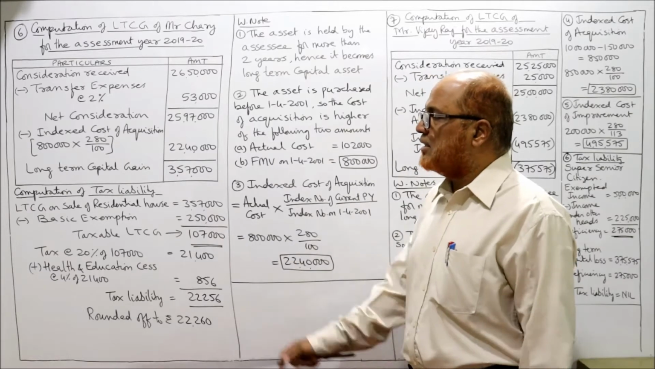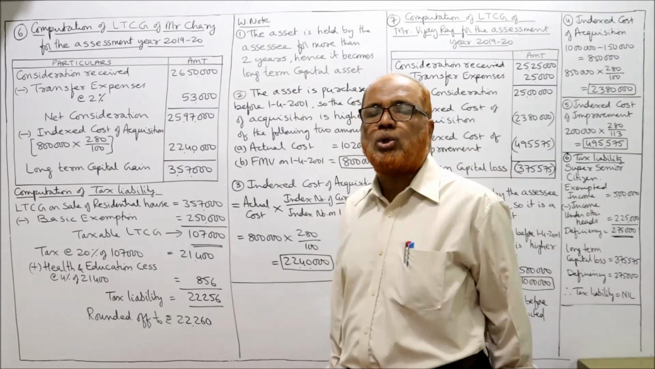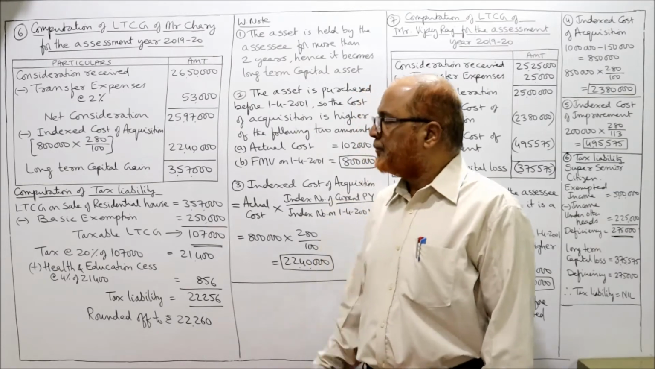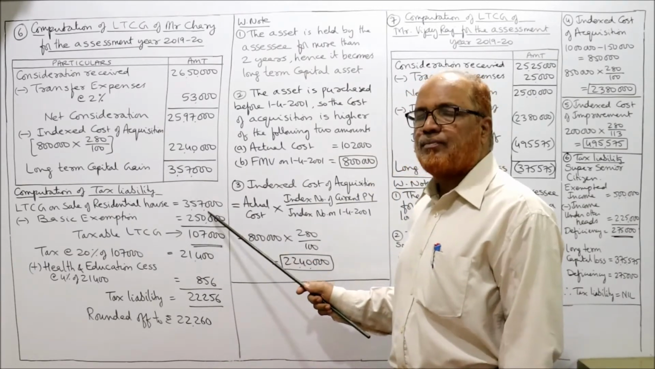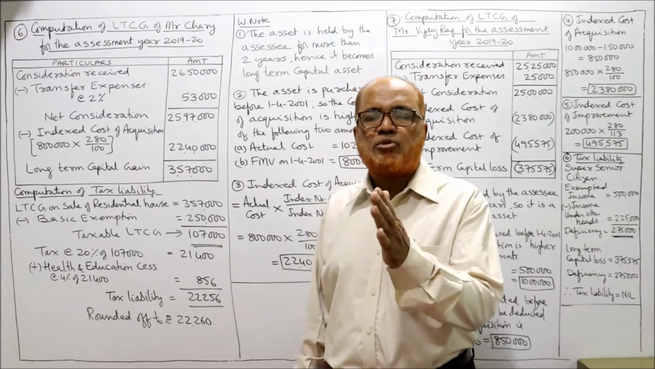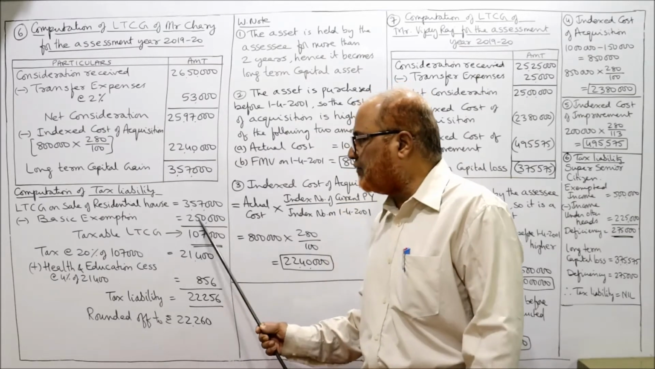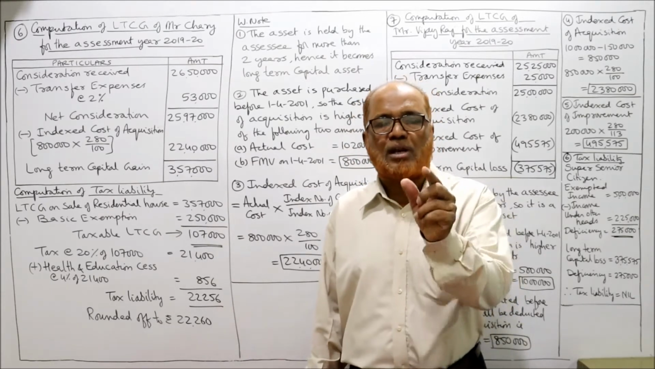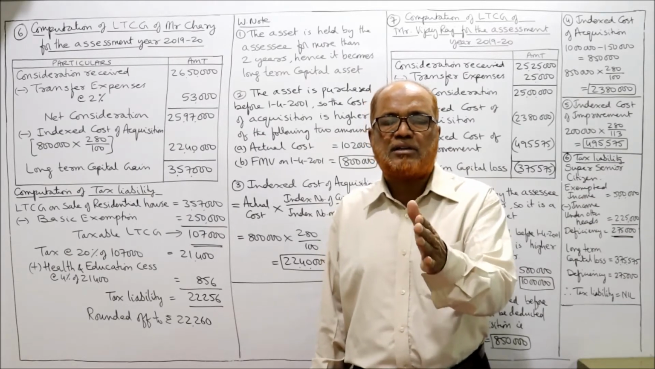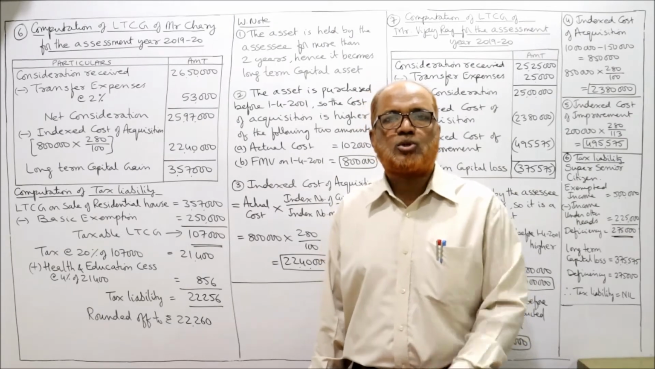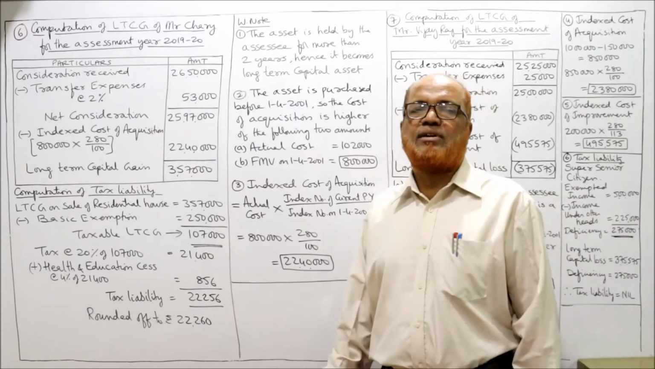3,57,000 is the LTCG. Now computation of tax liability. It is asking you not only to calculate capital gain but also to compute the tax liability. Now LTCG on sale of residential house: how much LTCG we got? 3,57,000. From this, the basic exemption limit for the current assessment year 2019-20 is 2,50,000. This point first time we are coming across, remember this. So the basic exemption limit for the current assessment year is 2,50,000. So subtract 2,50,000, this is exempted. So the remaining amount, taxable LTCG, is 1,07,000.